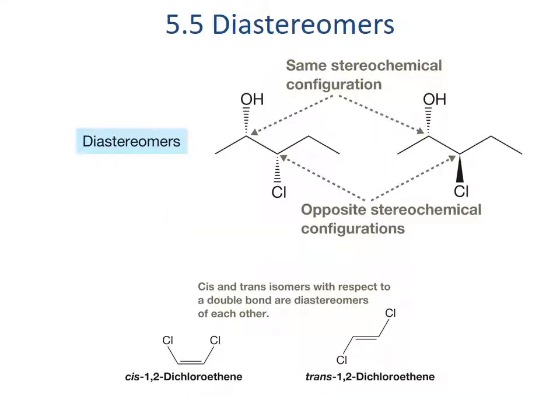Here are two examples of diastereomers. The top is a set of diastereomers with the relationship I just described. Multiple stereocenters, but only some of them are inverted. The bottom is the other instance of diastereomers that we most commonly see. Cis and trans isomers relative to a double bond.